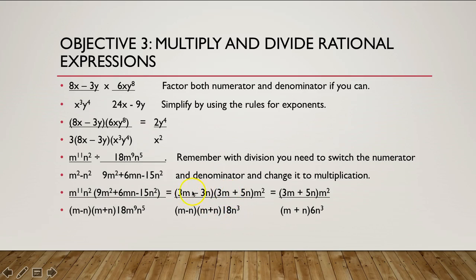So besides the factoring here, I also took 11 minus 9 to get the m squared, and then I took the 2 away from the 5, so that way I get the n to the 3rd. Here I factored out a 3, and then that allowed me to cancel out the m minus n and the m minus n here, and then the 3 factored into the 18 and left me the 6 here. So that's how you get the 3m plus 5n times m squared over m plus n times 6n to the third.